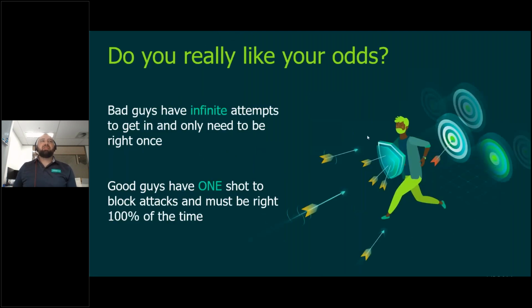And a little bit of a scenario, I haven't thought about it in this way before, but I found this in some of our documentation. Bad guys have infinite attempts to get in, and they only need to get it right once. And good guys have one shot to block attacks and must be right 100% of the time. So your odds are really against you, especially when there's things like paid ransomware as a service. With ransomware as a service, you can have multiple attack vectors and multiple accounts. I'll go through a little bit of a story that we heard with some of our customer base next.